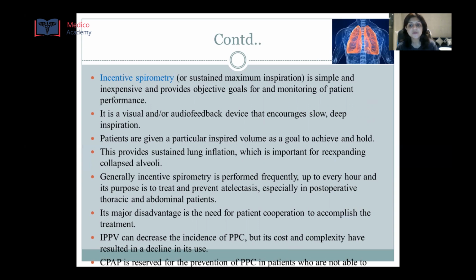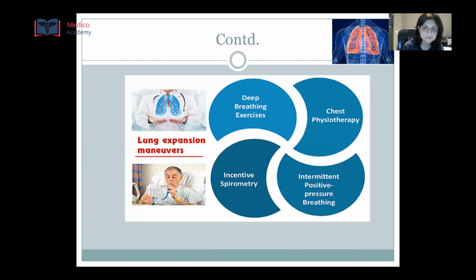Generally it is performed frequently, up to every hour, and its purpose is to treat and prevent atelectasis, especially in post-operative thoracic and abdominal patients. Major disadvantages: we need very good patient cooperation for this. IPPV can decrease the incidence of PPC, but its cost and complexity have resulted in a decline in its use.